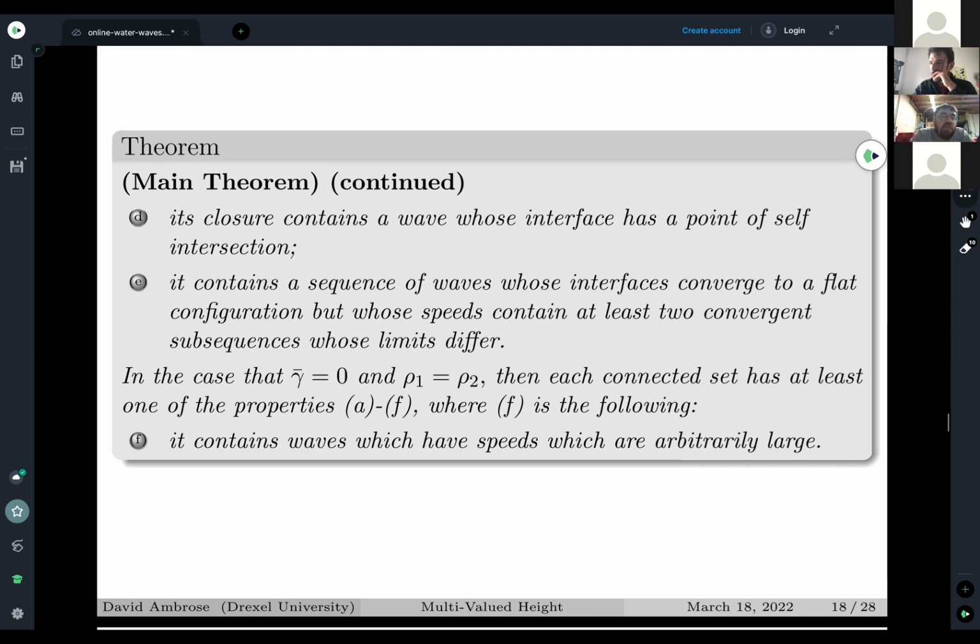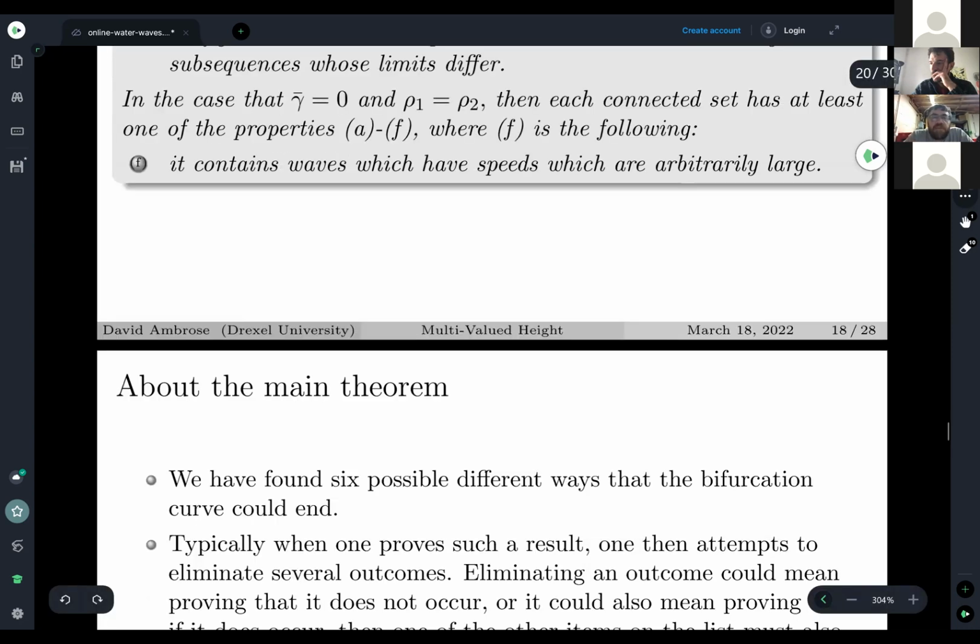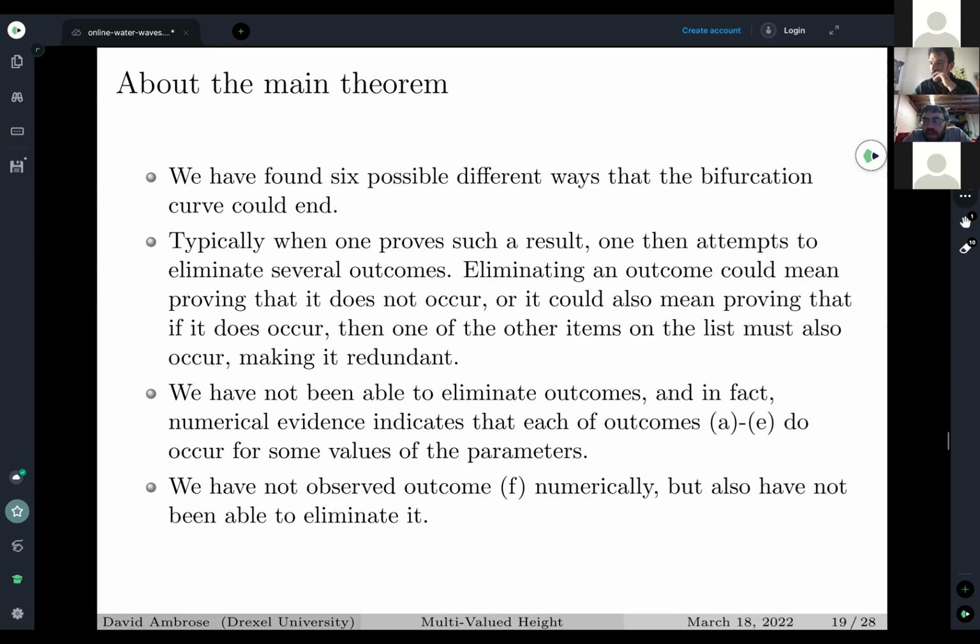Then we have an option F, which is special to only the case when the mean of gamma is 0 and the two densities are equal. I'll probably skip option F. Okay, because I think I'm only supposed to go to about 9:40, so I'm going to try to wrap up in about 5 minutes.